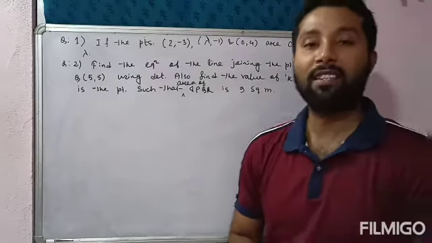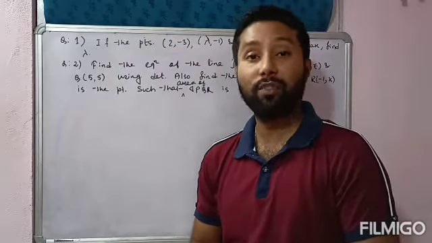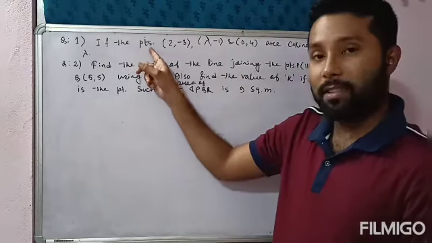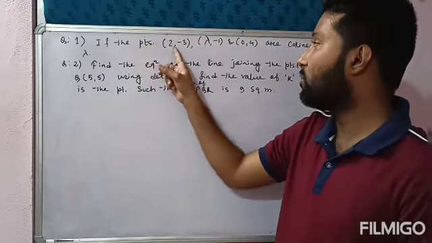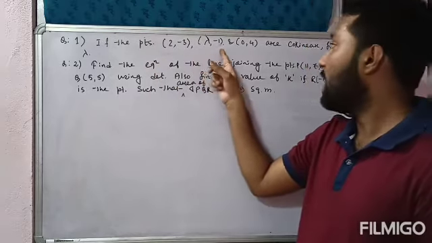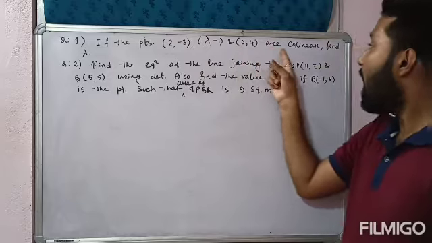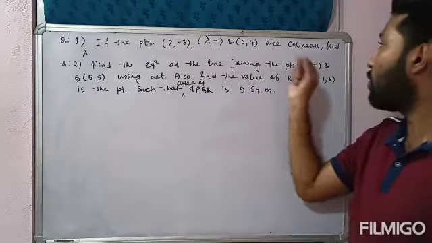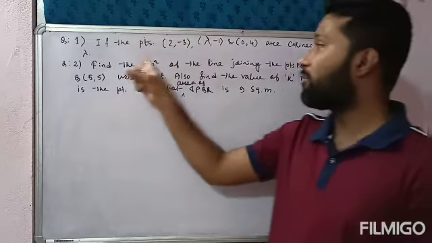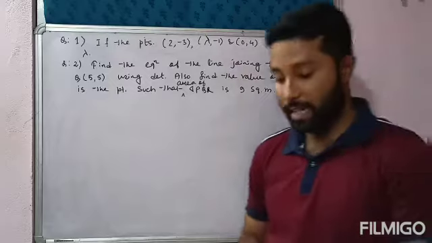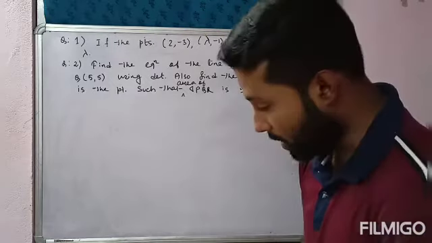So let us discuss some examples related to the uses of determinants. The first question is, if the points (2, -3), (lambda, -1), and (0, 4) are collinear, then find the value of lambda.